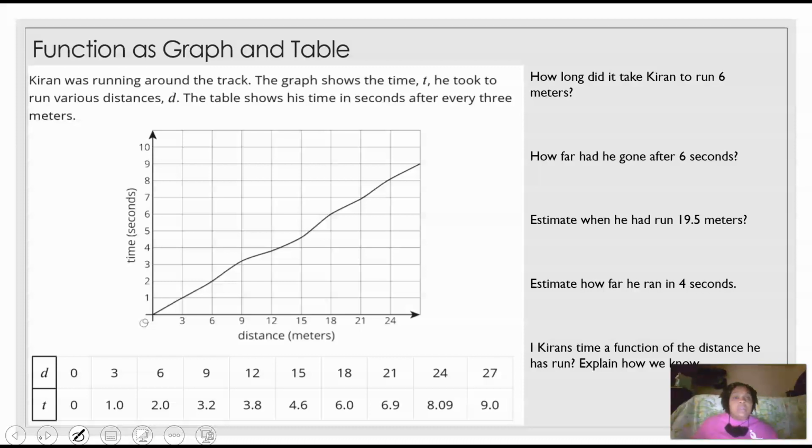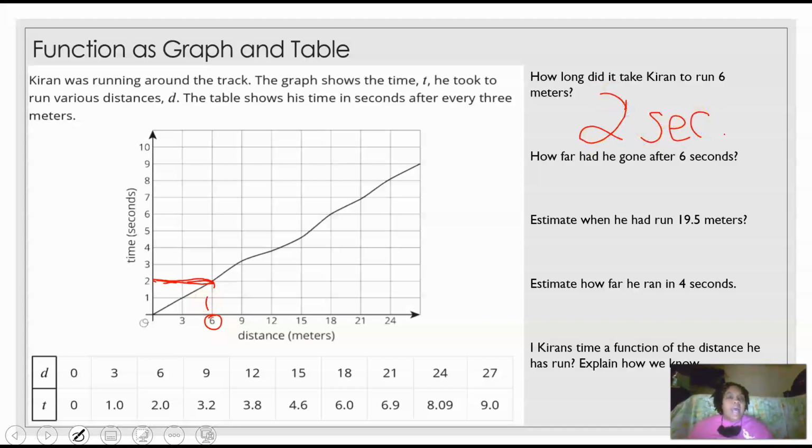How long did it take Kieran to run 6 meters? Looking at the table, it says the distance is 6 and the time is 2 seconds. And if we go back to the graph, 6 meters is here and 2 seconds is here. So we know that it took him 2 seconds.